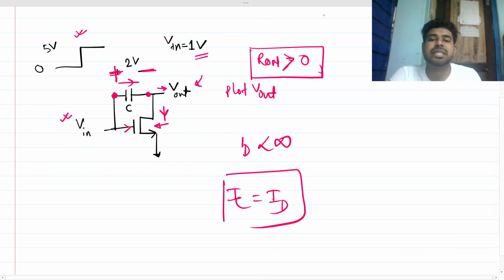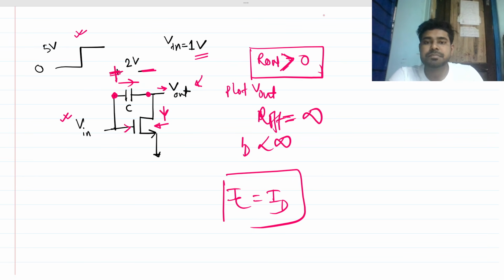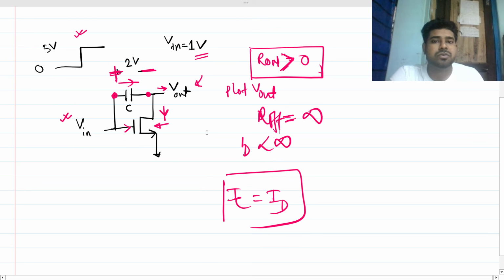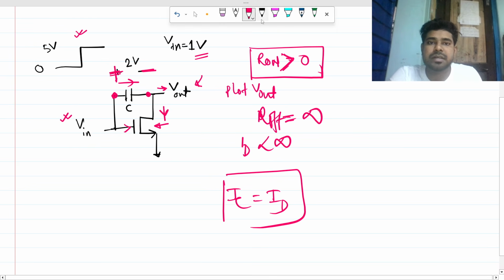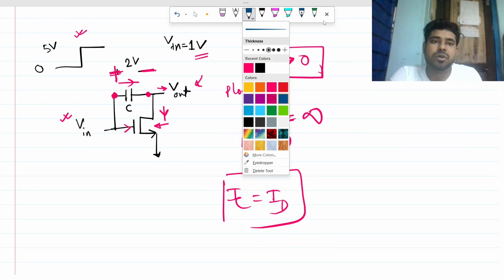So when your MOS is turned on, it will provide a finite impedance greater than 0. And when the MOSFET is turned off, we are assuming it is a very high impedance, going to infinity. That we can assume. So this is all the details I am briefing. Now we have to solve.